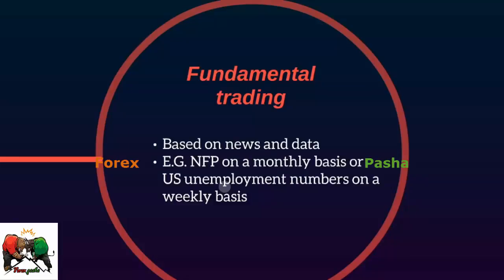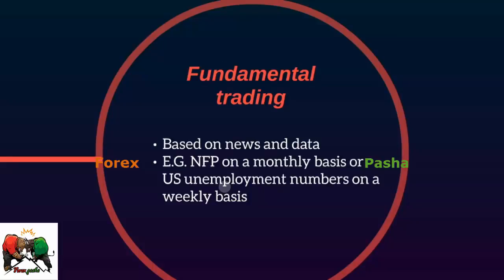Now, in terms of the type of data that we're looking for, for example, on a monthly basis, we're looking for the non-farm payroll numbers from the United States, which is the biggest monthly number. Now, even if you're a technical trader, you should stay away at the time that this data comes out, because it has the power to shoot drastically up or down.